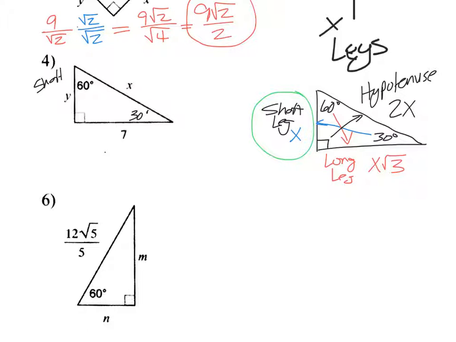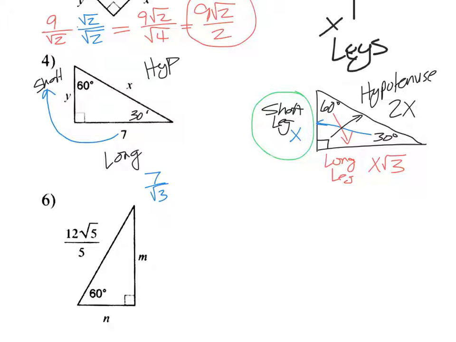7 here is our long leg, and X is our hypotenuse. Okay, so to go from long to short, I'm getting smaller. What do I divide by? Well, I come back over here in the long leg, I divide by square root of 3. So I have 7 divided by square root of 3.